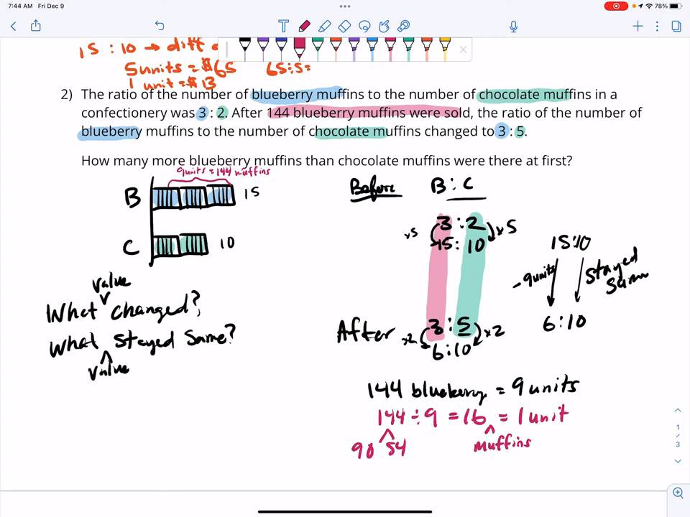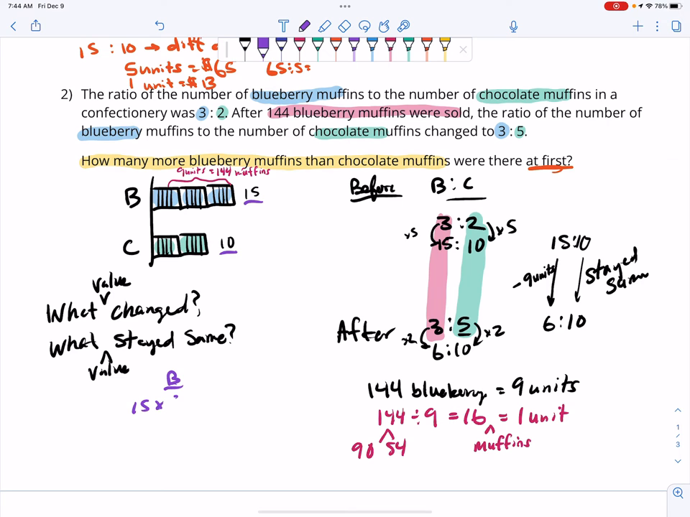Now this is a wild problem because we're still not done yet. We've done all that calculation and we have not finished. The question is asking how many more blueberry muffins were there than chocolate muffins. So we have to go back to our original expression of 15 and 10 to calculate the number of blueberries and the number of chocolates.